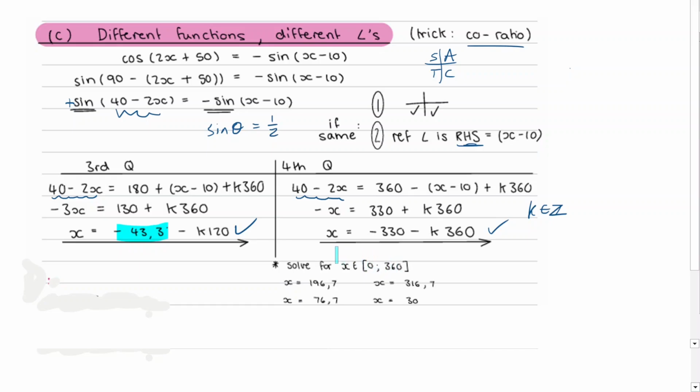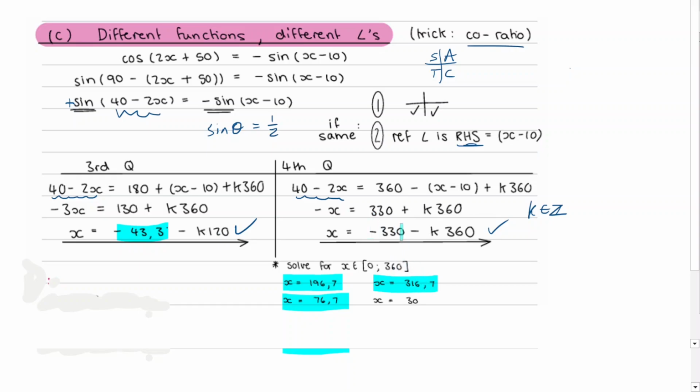And so what I do to make life easier is I just add or minus the number with k. So I'll just add 120 to this answer, and it spat out an answer of 76.7, which is somewhere between this domain. Then I'm just going to add another 120 and I get 196.7, and I'm going to add another 120 and that gets me 316.7, and I'm going to add another 120 and then that's got way too big.